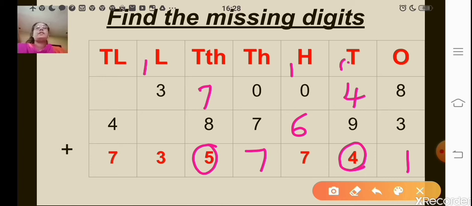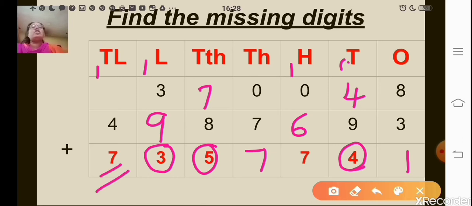the lakh place. Now 3 plus 1 is 4, but here the number is 3. 3 is smaller than 4, so it should be 13. So 4 added to which number will give you 13? That is the number 9. 9 plus 4 is 13. 1 carry over to the 10 lakh place. Now here the number is 7. So 4 plus 1 is 5. 5 plus which number will give you 7? That is the number 2. Okay, so this is how you have to find the missing digits.